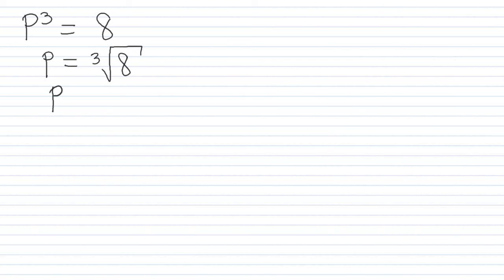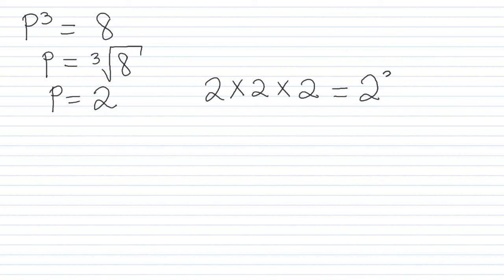And we know that the cube root of 8 is the same thing as 2. Why? Because 2 times 2 times 2 gives you 2 cubed, and 2 cubed is 8. Hence, if you want to find the cube root of 8, you're going to get 2, because 2 has a power of 3. So 2 cubed is 8. So basically that's what you do so far.